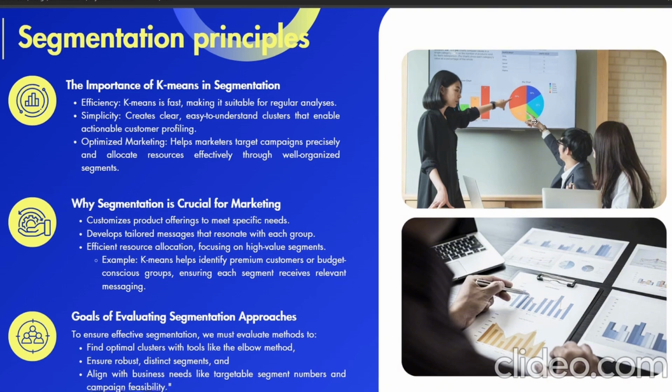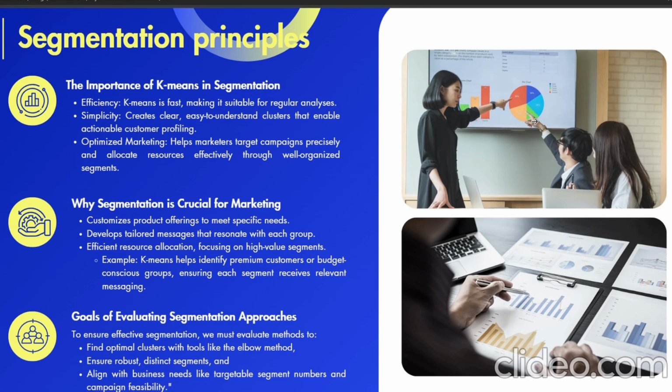But why is segmentation crucial for marketing? Because segmentation is essential for targeting specific customer groups, leading to higher engagement, conversion rates, and return on investment, especially valuable for project launches or sales events. By using K-means, companies can customize product offerings for specific needs, develop resonant messages for each group, and allocate resources efficiently, focusing on high-value segments. For example, K-means can help identify premium customers or budget-conscious groups, ensuring each segment receives relevant messaging.